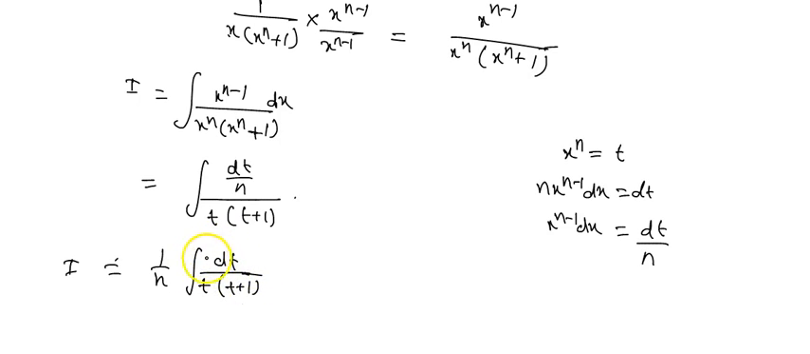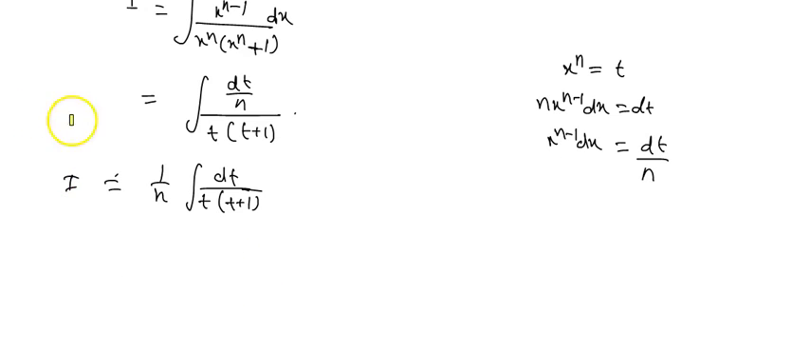Now this expression is a proper rational function since the degree of the numerator is less than the degree of the denominator. The degree of any expression is the maximum power of the variable in that expression. In the numerator it is 0 and in the denominator it is t square, which is 2.